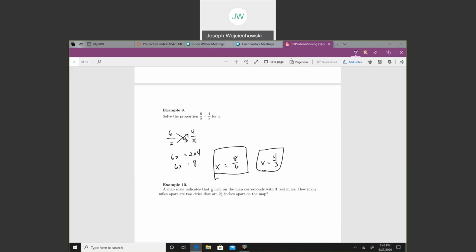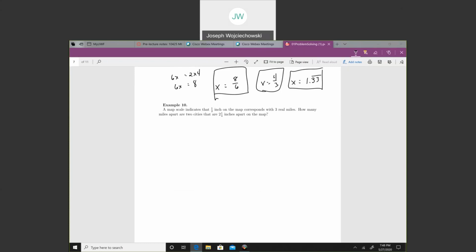And we could say x is equal to 1.33, and that's repeating, if you want it that way, depending on how it does. But unless it specifically says, I would leave it like this.